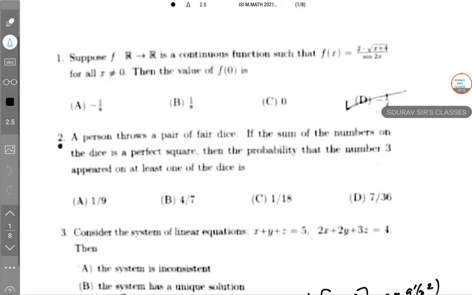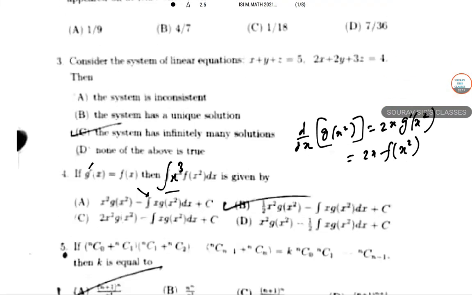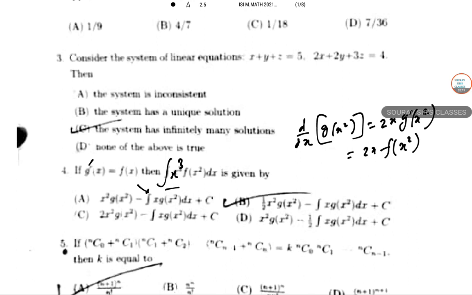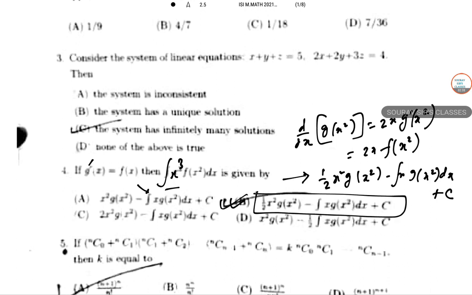Now we get back to this. Our answer came as half into x squared g of x squared minus the integral of x g of x squared dx plus c. Hence, yes, the student has also done it correctly. So B is the answer in this case.